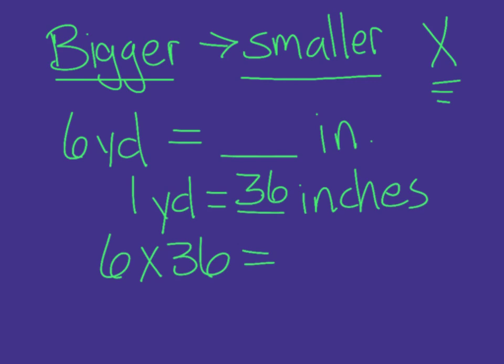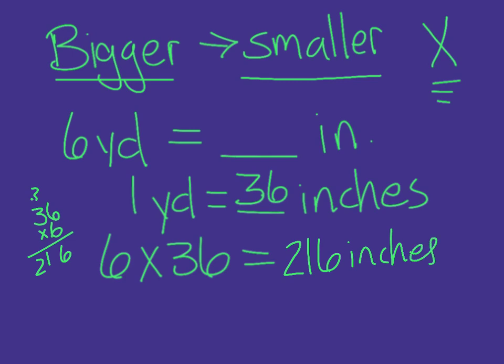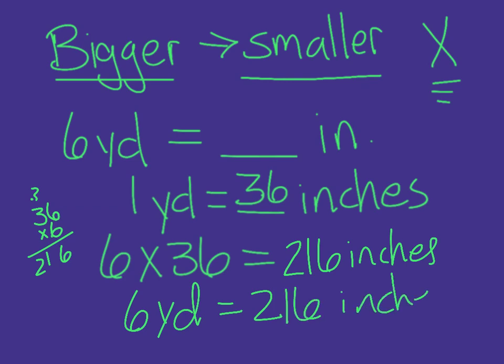Now, if you can do it with mental math, that's awesome. If not, I use my side work over here, and I would multiply 6 times 6 is 36. 6 times 3 is 18, plus 3 more is 21. And I'm going to end up with 216 inches. Wow, that's quite a few, right? So the answer is 6 yards equals 216 inches.